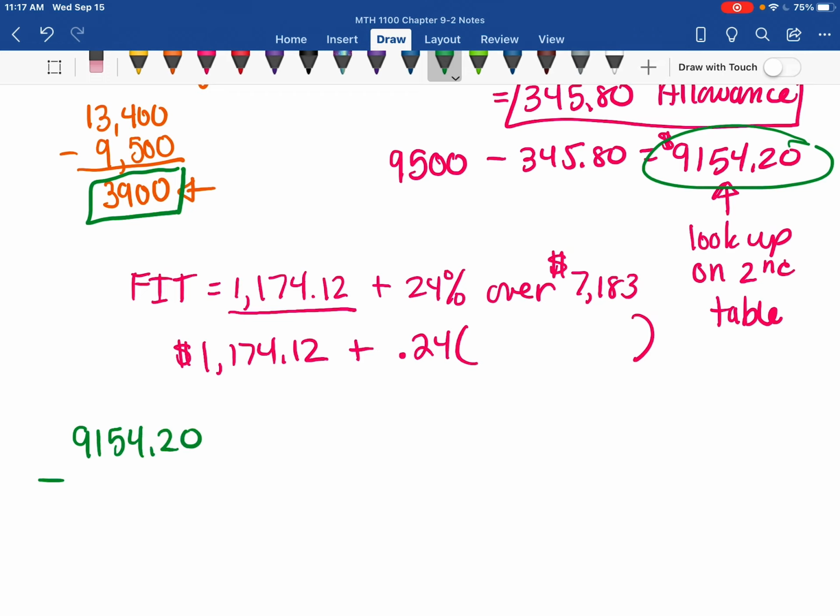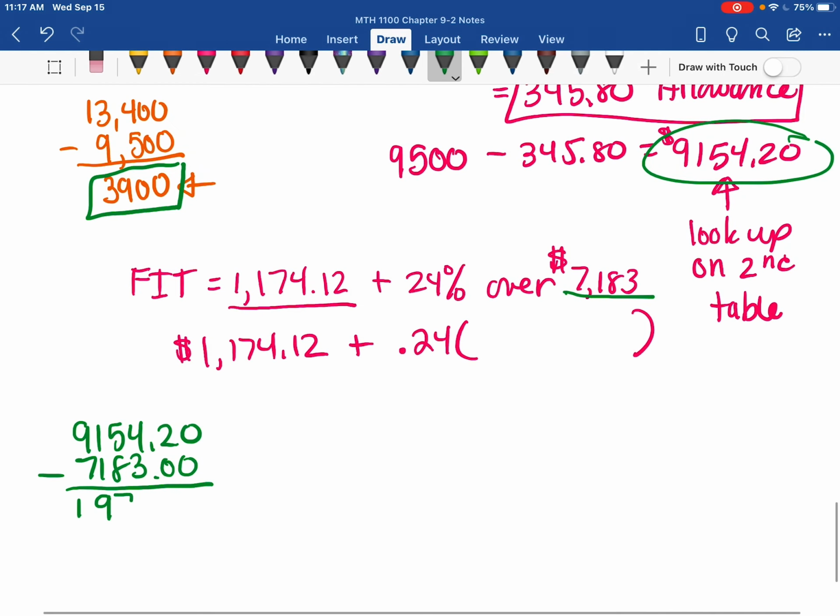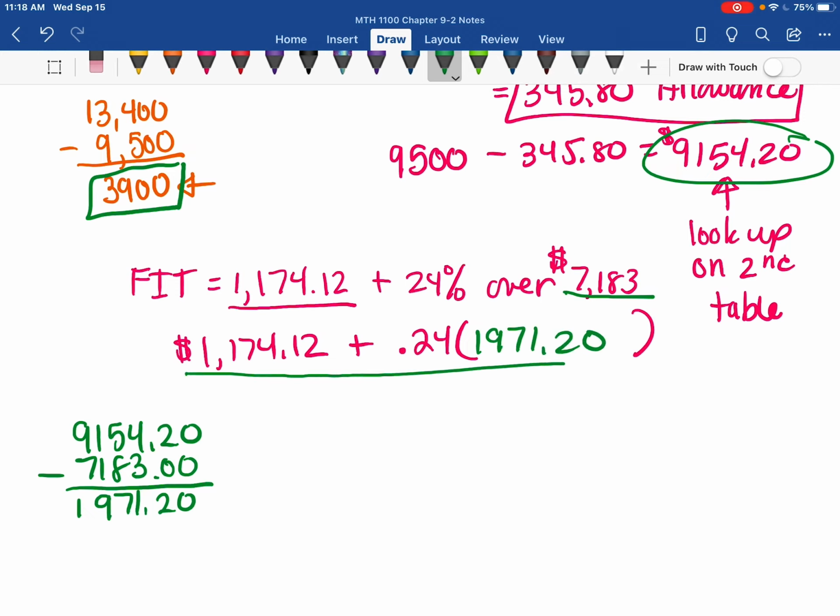$9,154.20, and I'm going to subtract off this number, 7183, to see how much is over 7183. When I do that, I'm going to get $1,971.20. So that's what we're going to take the 24% of. So I'm going to put that in here. So this is what I'm going to put in on my calculator to find the federal income tax. And so my final answer, when I multiply and add that together, I'm going to get $1,647.21.